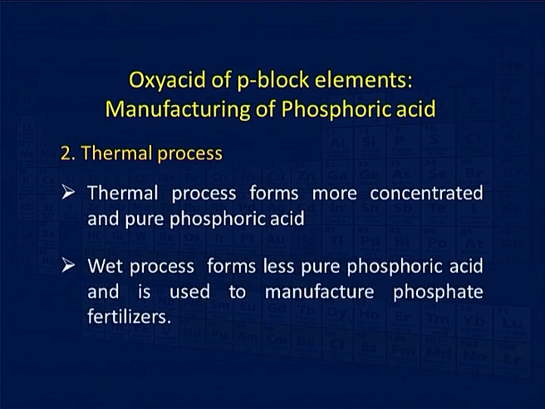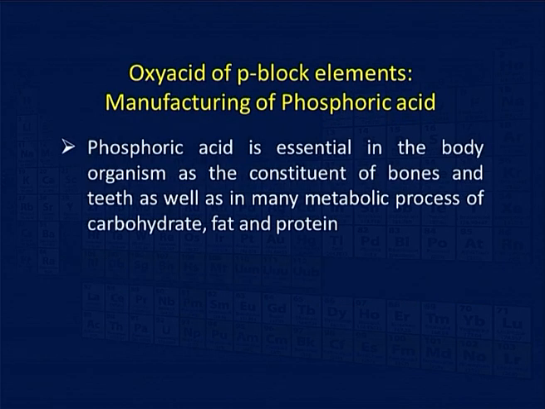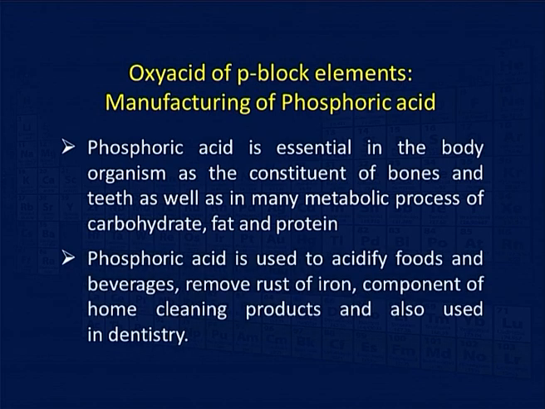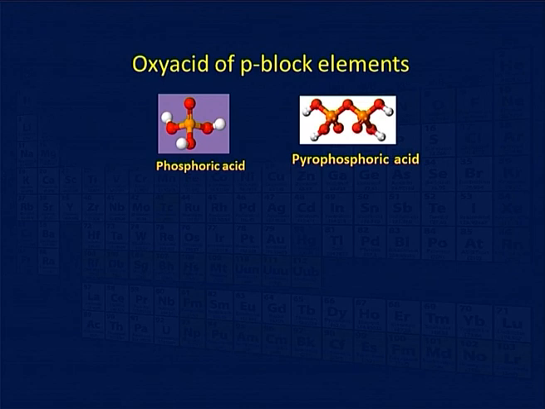Wet process forms less pure phosphoric acid and is used to manufacture phosphate fertilizers. The phosphoric acid is essential in the body organism as the constituent of bones and teeth, as well as in many metabolic process of carbohydrate, fat and protein. Phosphoric acid is used to acidify food and beverages, remove rust of iron, component of home cleaning product and also used in dentistry. This is the structure of the phosphoric acid, pyrophosphoric acid.